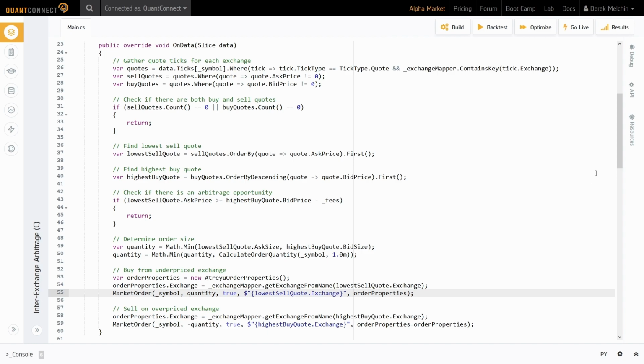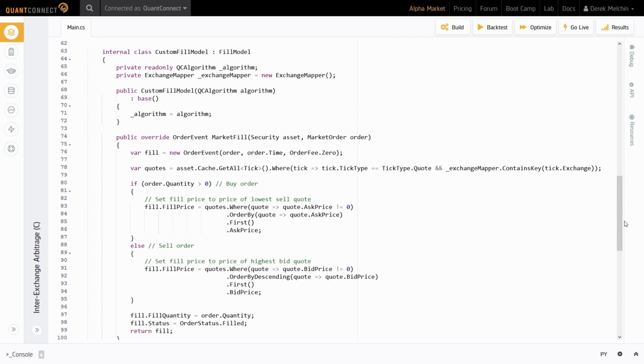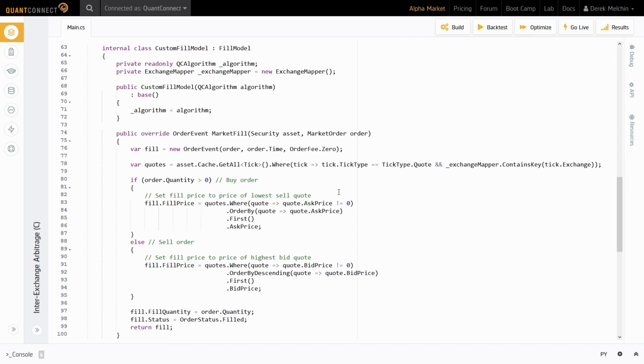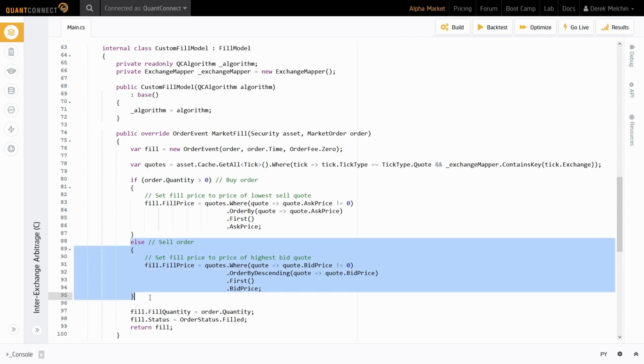To set the fill prices of our orders, we create a custom fill model. In this fill model, we gather the current tick quotes. If the order is a buy order, we set the fill price of the order to be the price of the lowest sell quote. If the order is a sell order, we set the fill price to be the price of the highest bid quote.